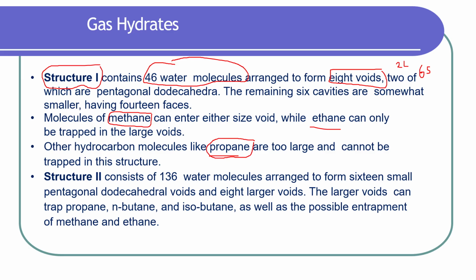Now, when we talk about structure 2, you have approximately 136 water molecules, and these 136 water molecules give you approximately 16 small voids and 8 large voids, which means that it can accommodate a wider range of material. The larger voids will be used to entrap, for example, propane, n-butane, and isobutane. And the small voids will be used to entrap the methane and the ethane as well.